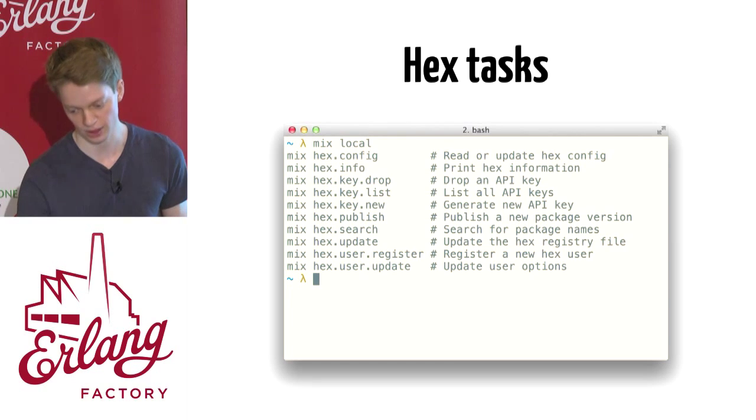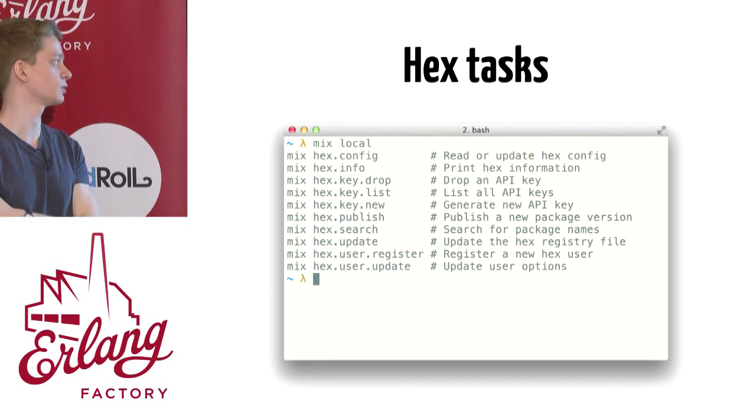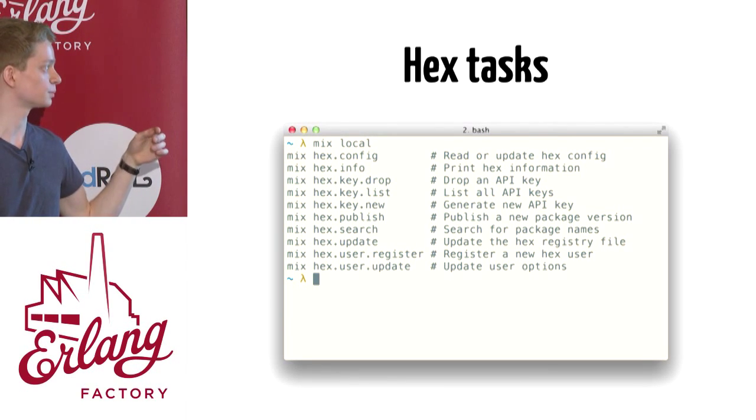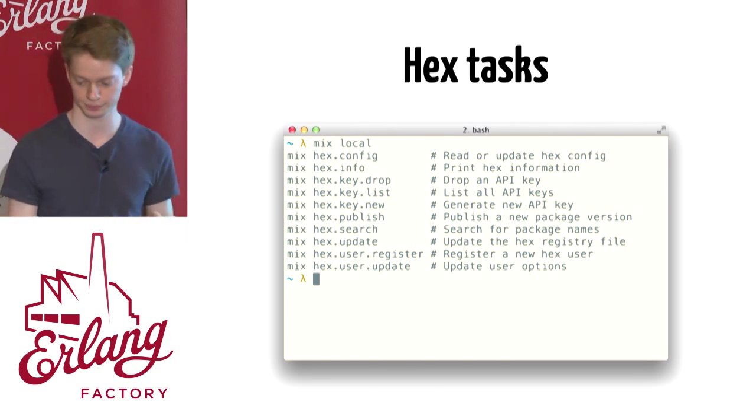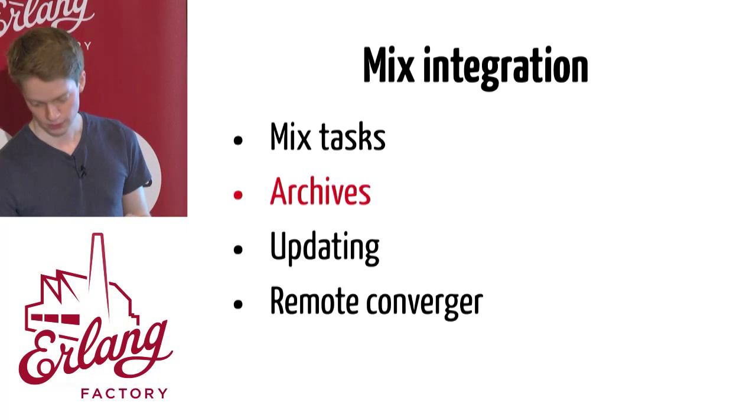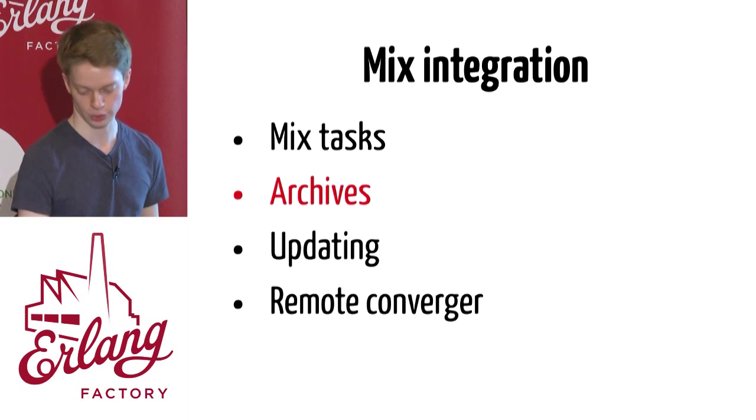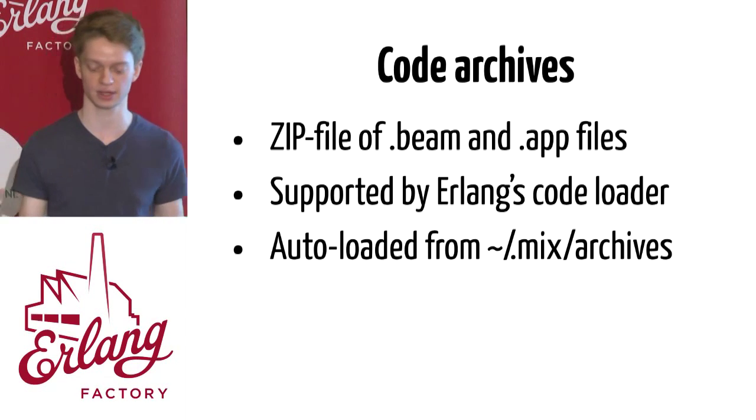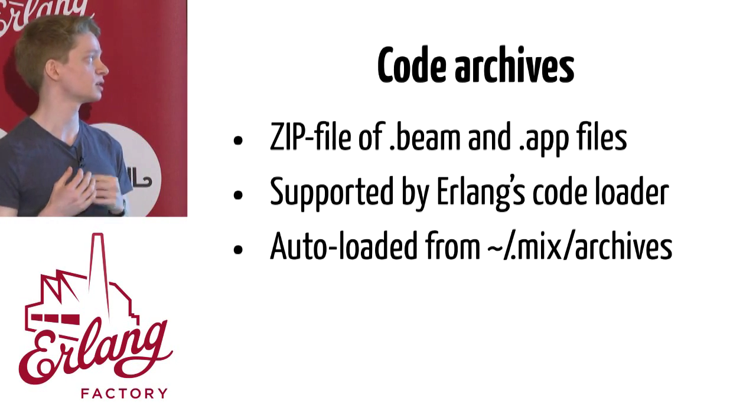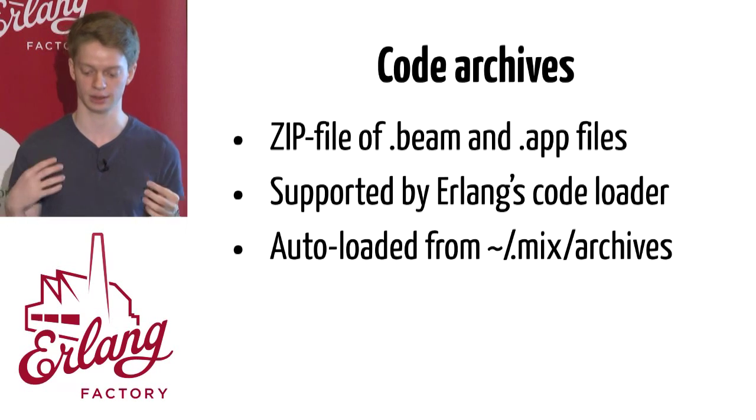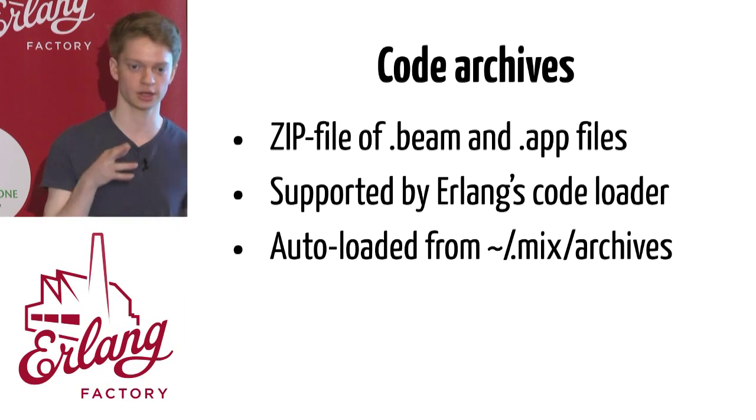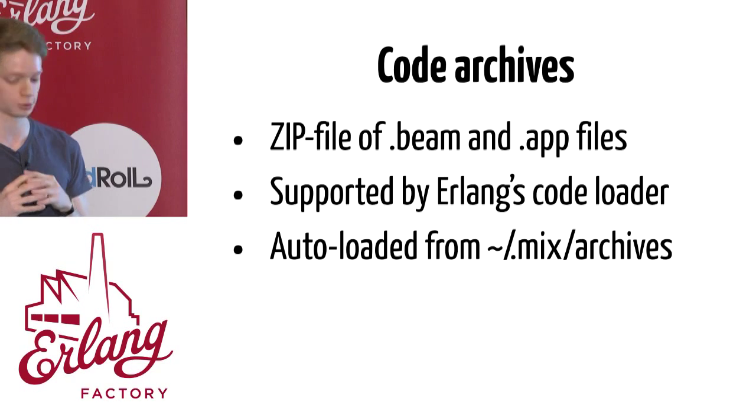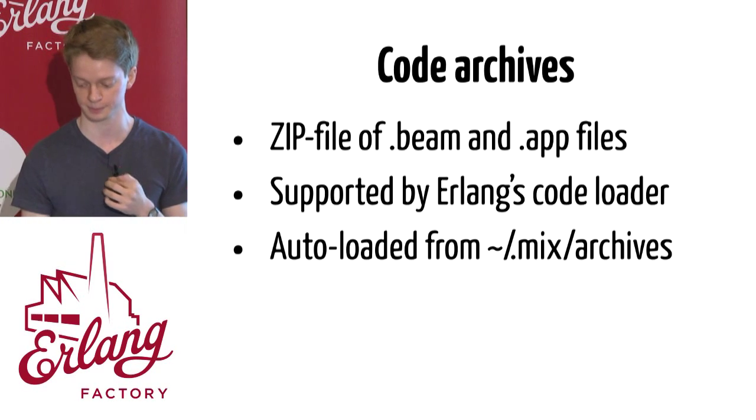Still, this is just an example of Hex tasks that we provide. So there are tasks for registering new users, publishing packages, updating your registry file, and so on. And Hex is installed as a code archive. And for those of you who don't know what a code archive is, it's a very basic thing, actually. It's just a zip file that contains Beam files and application files. And it's not an Elixir feature. It's a feature of the code module that comes with OTP.